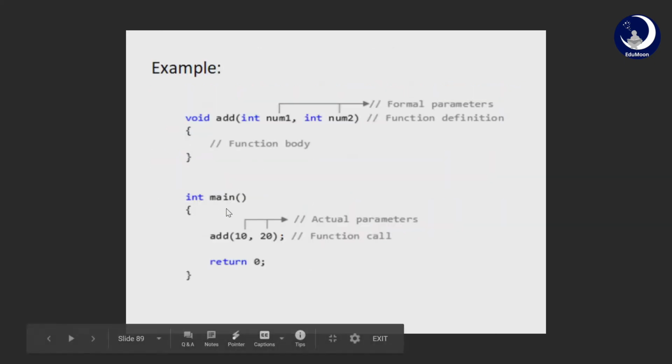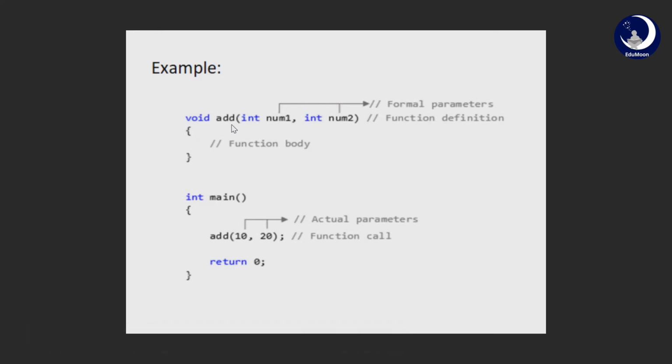So this is the example. Here we have int main, add 10, 20 and then return 0. This function returns nothing, so we make it void, and the name of the function is add. Here we have int num1 and int num2. So these parameters which exist in the function definition are called formal parameters, and those which are passed while calling the function are called actual parameters, and actual parameters exist only in the main function.